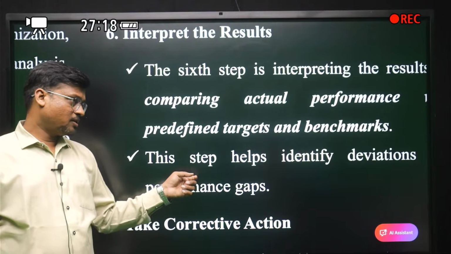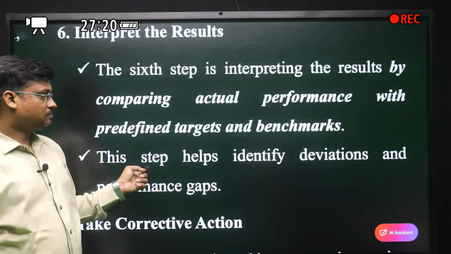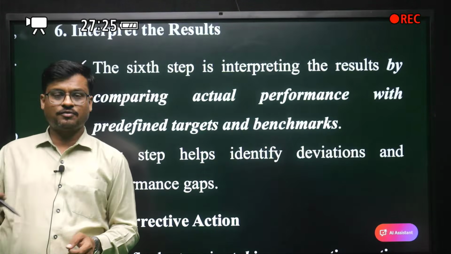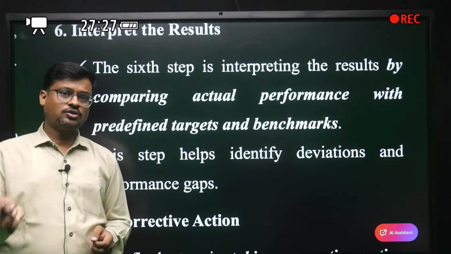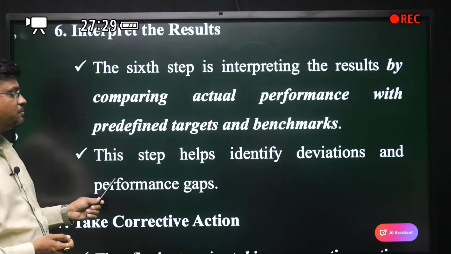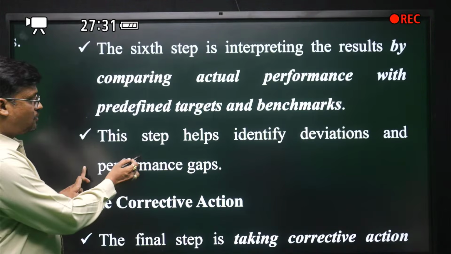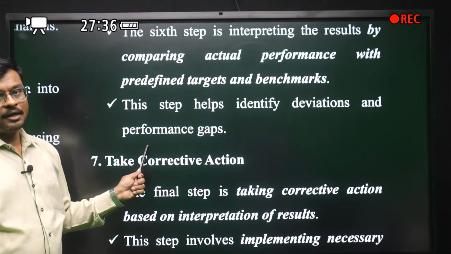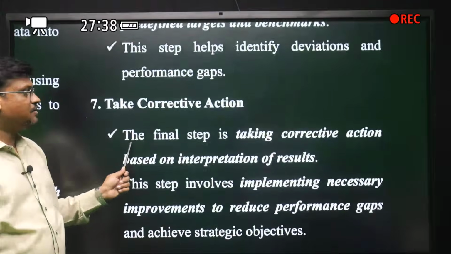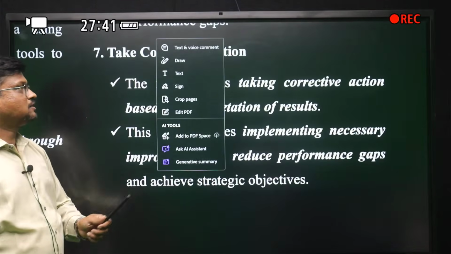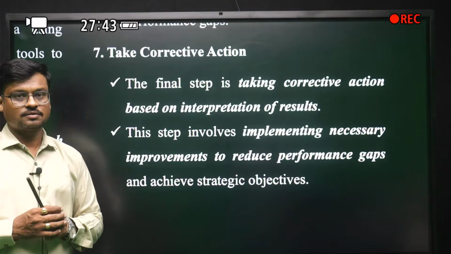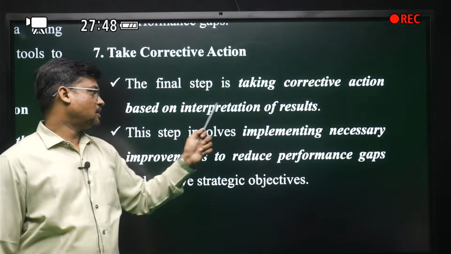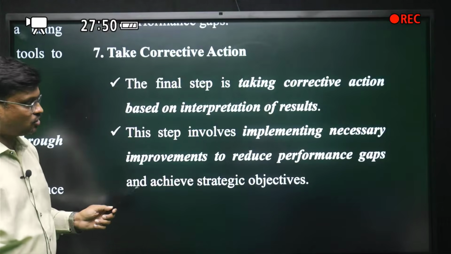In step number 1, you have predefined targets and benchmarks, and in step number 5, you have the actual performance of your organization. Whether both of them are matching or not, you need to interpret them in step number 6. This step helps to identify the deviations and performance gap, and if you find any serious deviations and performance gap, in the last step you need to make the corrective decisions, you need to make the corrective actions. This is your final step, taking the corrective action based upon the interpretation of your results.